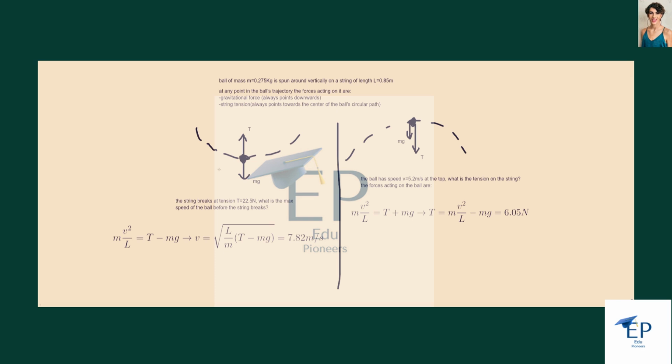Now we do the same thing we did in the previous case for the top. We just write out this equation, and now note that it's T minus mg, because at the bottom they point in opposite directions. And doing some basic algebra, we solve for v. We get this equation, v equals the square root of (L over m) times (T minus mg), and it's straightforward to replace the values. Then you obtain 7.82 meters per second. So that's the speed right before the string breaks.